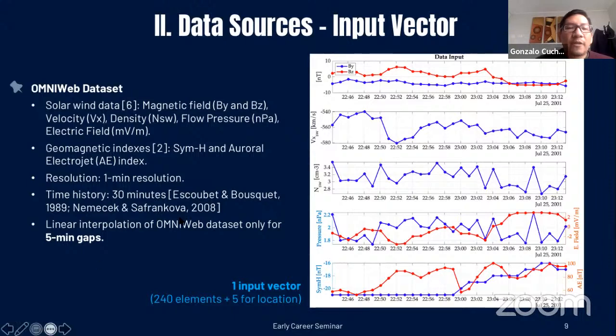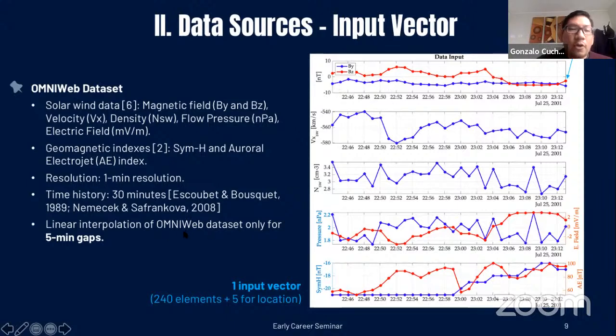These authors here mentioned that the response of the cusp to solar wind variations can happen instantaneously, or it can take up to 30 minutes. So we have taken these 30 minutes as our threshold. This means that if we have a target vector located at this point, we will go back in time for 30 minutes, and then we will collect all this data.